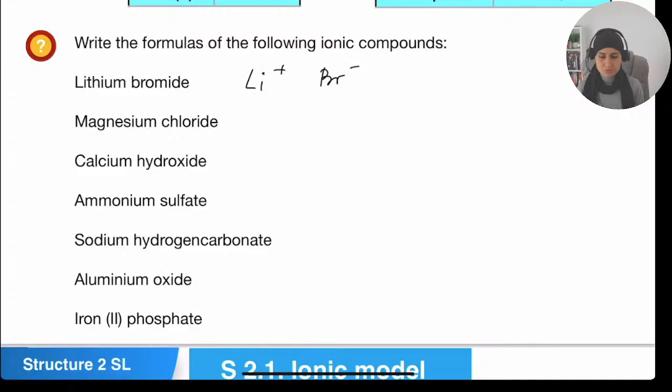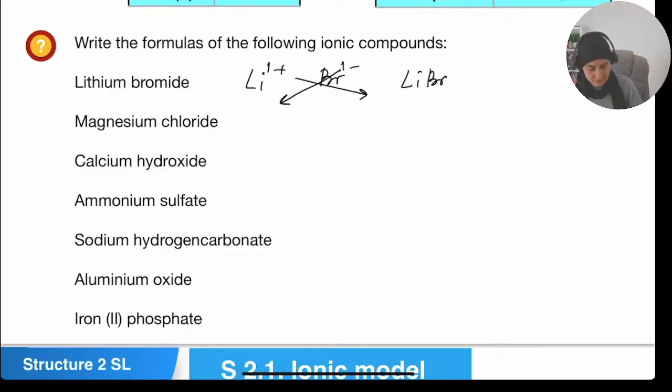Then what do we do? We crisscross the charges. So not the charges, but the numbers. You don't really care what's the plus and what's the minus, but what you care about is that it's +1 and -1. So 1 goes to lithium, 1 goes to Br. So we're crisscrossing, and the formula for lithium bromide is LiBr. Pretty straightforward when it's 1 and 1.